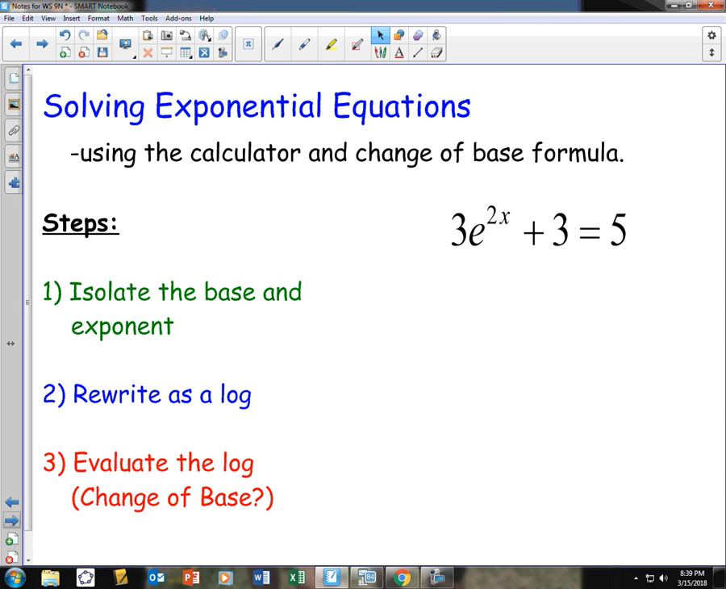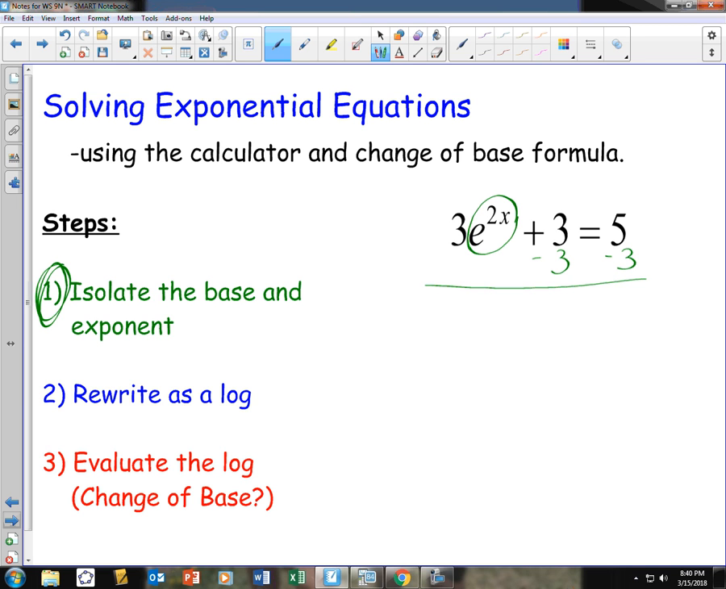So the first step here is to go ahead and isolate the base and the exponent. That means that these are the pieces that can't really be separated from each other until you use a log. So I need to move all those other numbers out of the way. I'm going to do that, and then we get 3 e to the 2x equals 2, and then go ahead and divide by 3. All right, so e to the 2x is equal to 2/3.